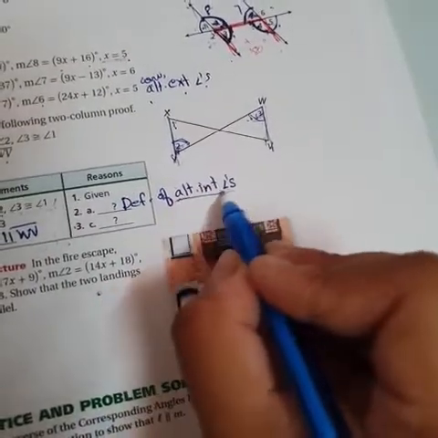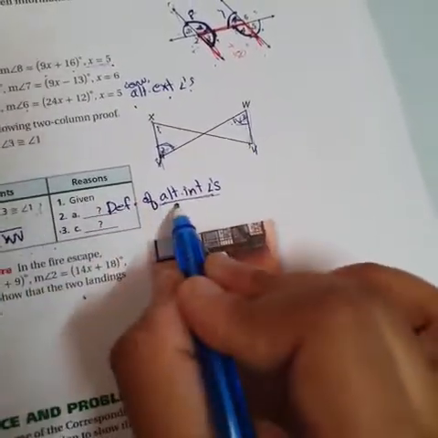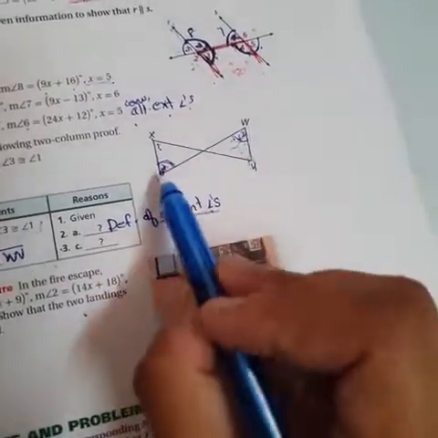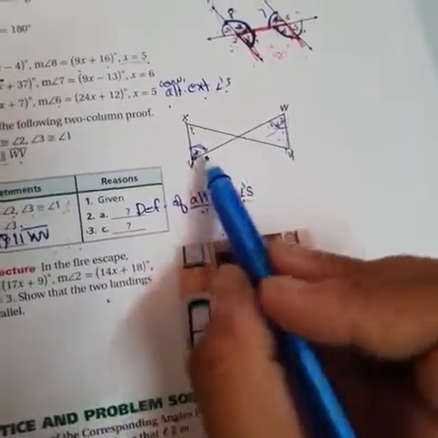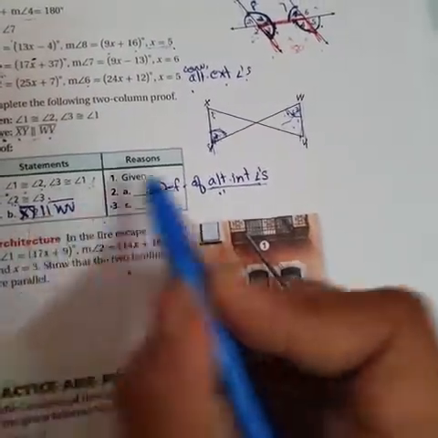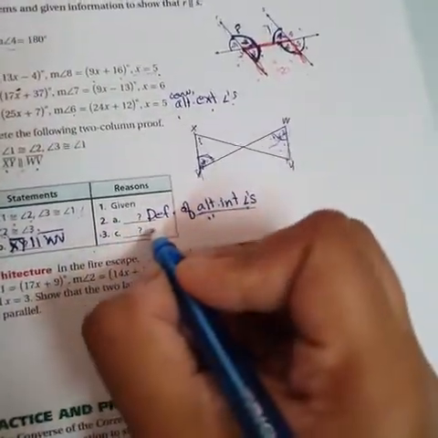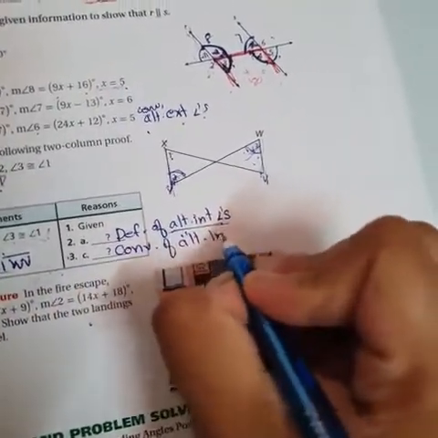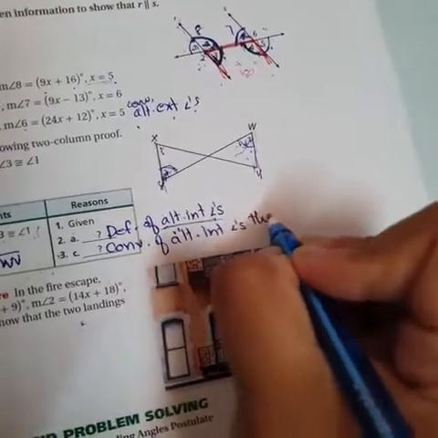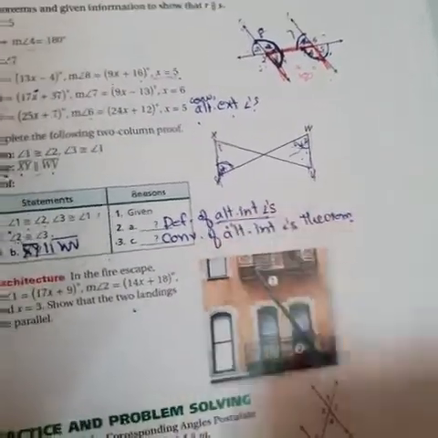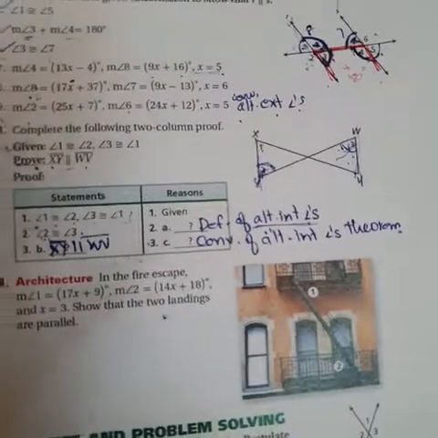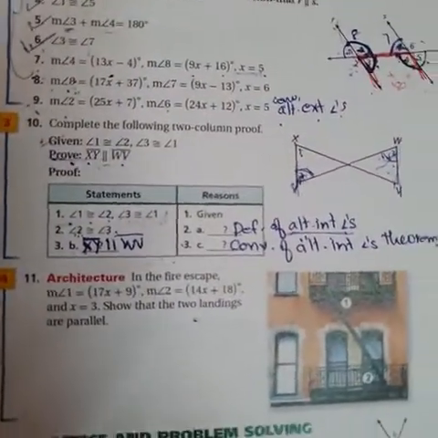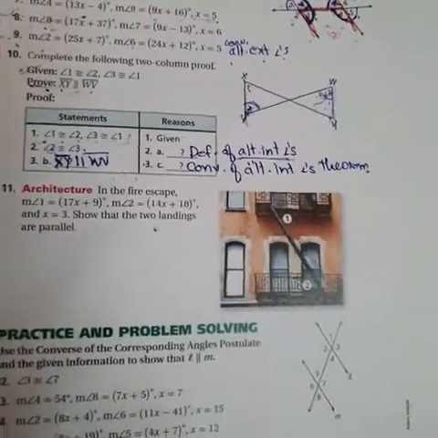Because of this. The statement which they gave you, angle 2 is equal to angle 3, that's because of the alternate interior angles. So how did you prove that XY is parallel to WV? Because of the converse of the alternate interior angles theorem. Okay girls, this is how you complete a 2-column proof. That's all. Nothing is to be done there.